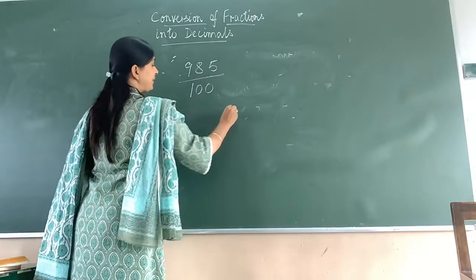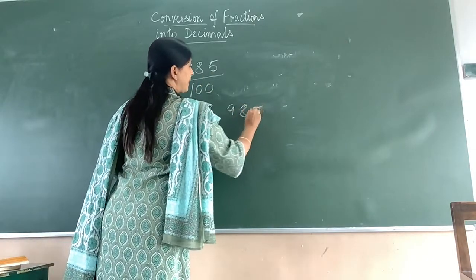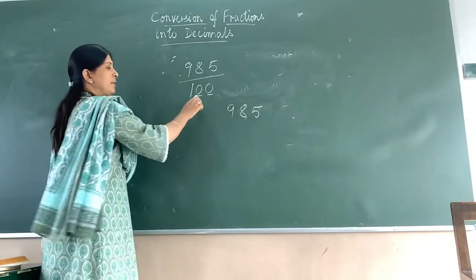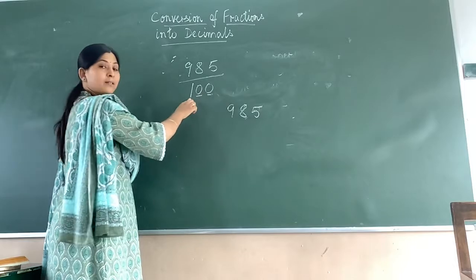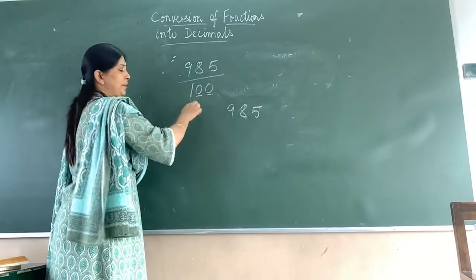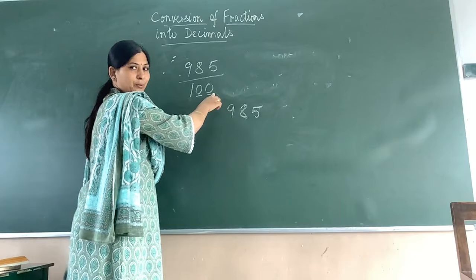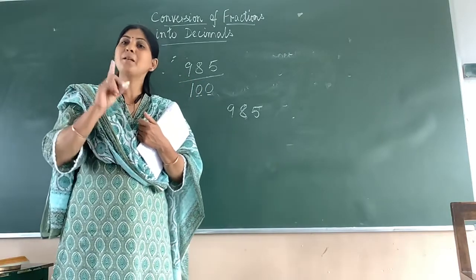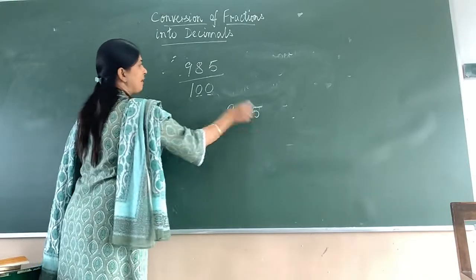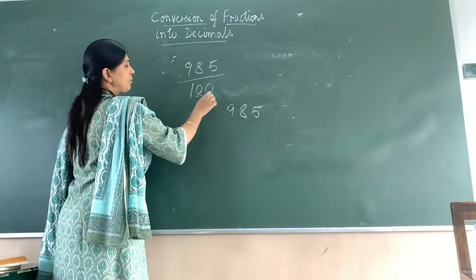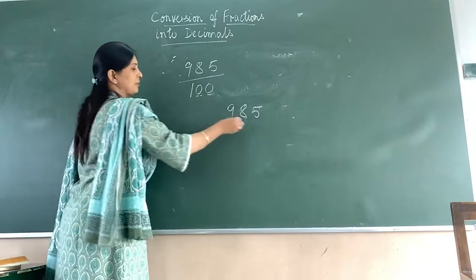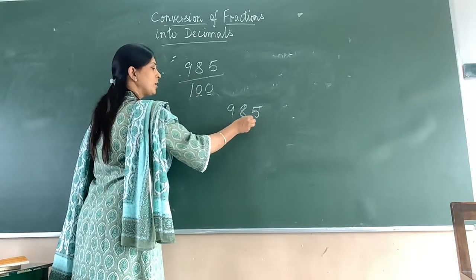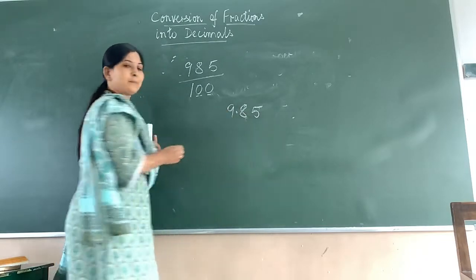Children, we will write the numerator, 985. Now how many zeros follow 1? There are 2 zeros that follow 1. The denominator contains 1 and 2 zeros. 2 zeros means there will be 2 digits after the decimal point. So let us count 2 digits, 1, 2, and put the decimal.